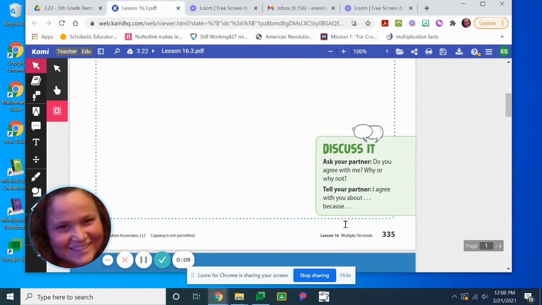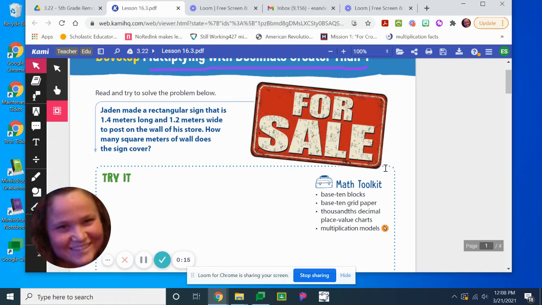I want you to go ahead and turn to page 335, and we are going to try to figure out this problem. It says, read and try to solve the problem below. Jaden made a rectangular sign that is 1.4 meters long and 1.2 meters wide to post on the wall of the store. How many square meters of wall does that cover?